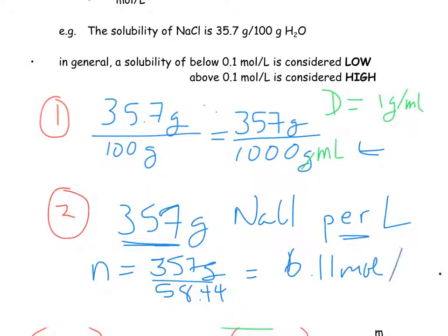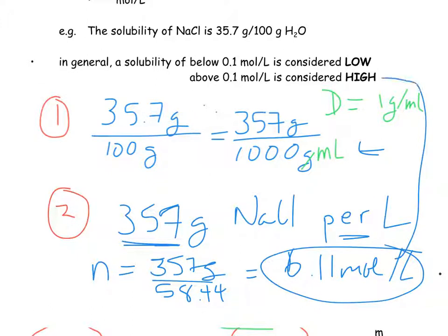moles per liter. So we know that sodium chloride is pretty soluble in water. We know that from our everyday experience. But we can see here that, in fact, 6.11 moles per liter of it can dissolve, which confirms that indeed it is highly soluble because its solubility is way above this, 0.1 moles per liter concentration.